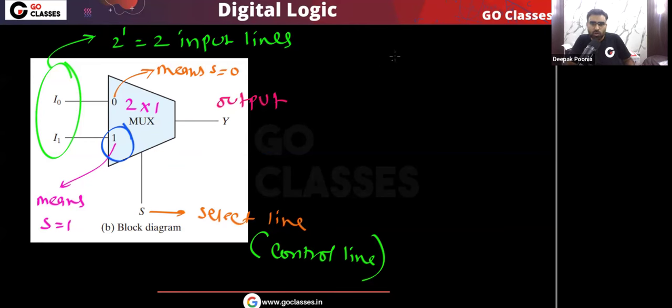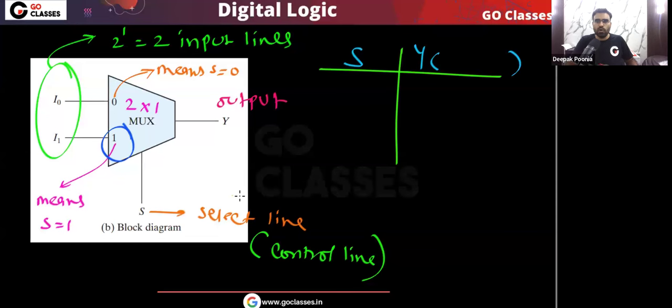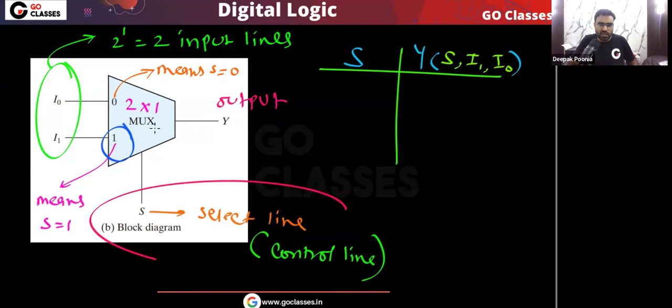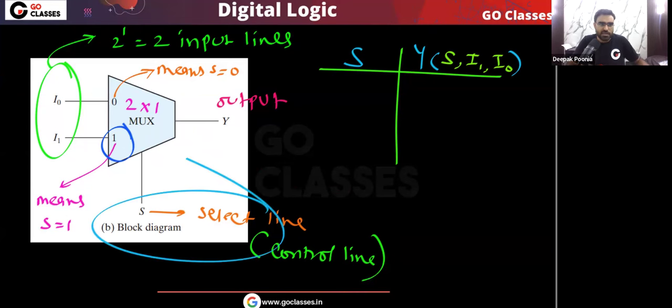Okay, so let me write the truth table, the compact truth table. You can see this is our output Y. Remember, what are the inputs of this output? This output depends on the select line, and it also depends on the data inputs. Remember, this output depends on S, and it also depends on I1, I0. Please understand that the select lines are also inputs, and the data inputs are also inputs. So the output depends on data inputs as well as control inputs. I hope you understood. So remember, output is basically a function of select lines and data inputs.